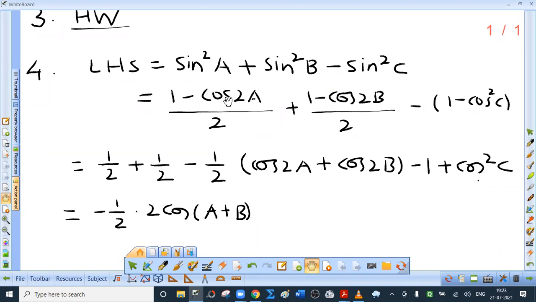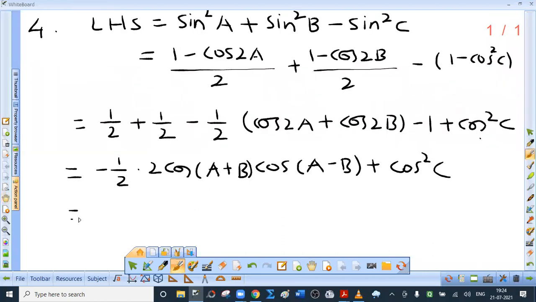Take minus half common to get in bracket cos 2A plus cos 2B. Open the bracket, minus 1 plus cos square C. Half plus half is full, minus same, equal to 0. So this is minus half. Now it is cos C plus cos D, 2 cos of (C plus D) upon 2. So 2A plus 2B upon 2, that is just A plus B, into cos of (C minus D) upon 2, that is cos of A minus B, plus cos square C as it is.